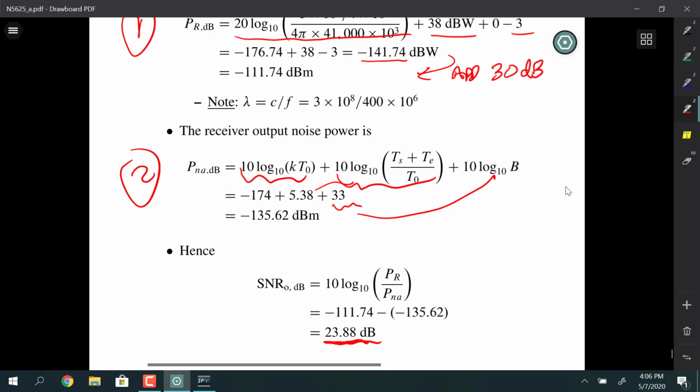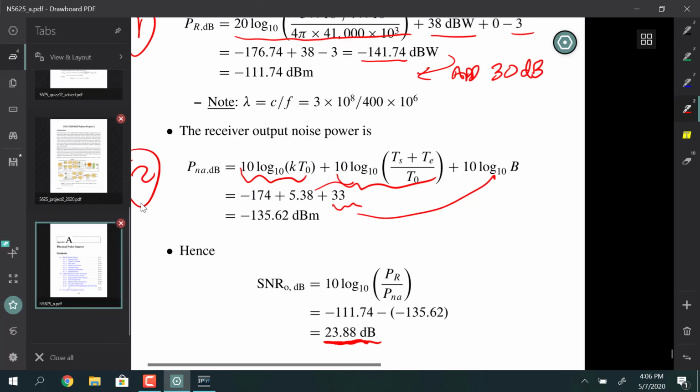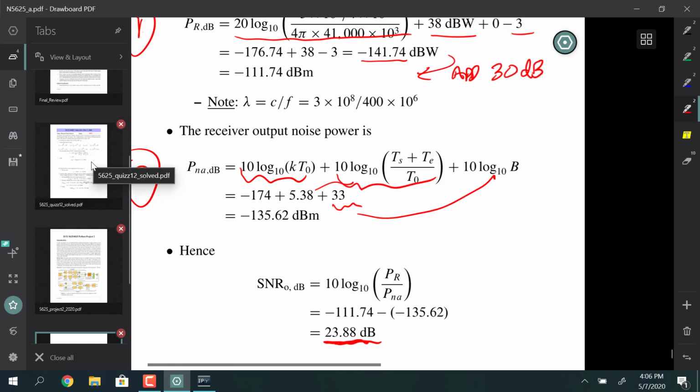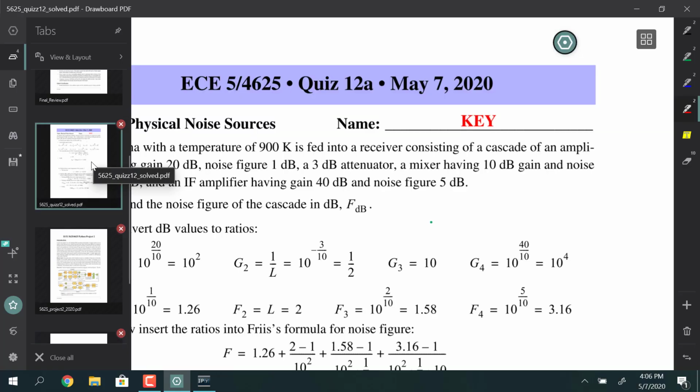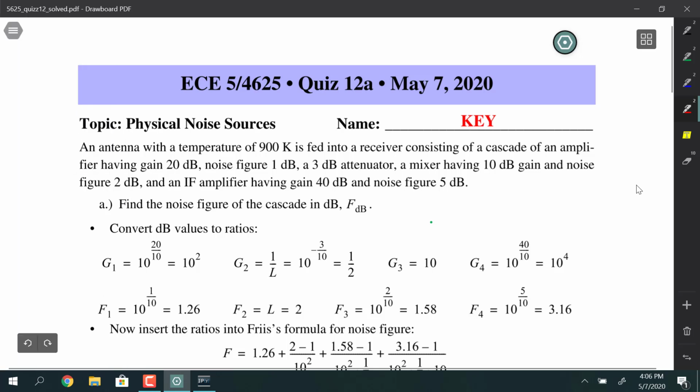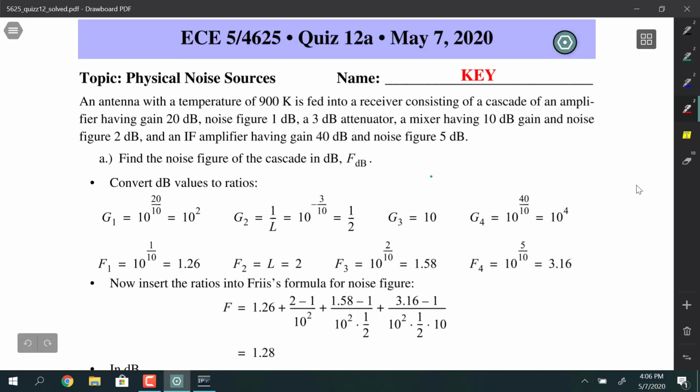So go look at this quiz. This quiz has got a couple of problems on it. It's very much like the examples we've just been going through, but this is a good example of what you'll find on the final. And you've also got some problems very similar to this in the homework that's due on Monday. So here you're just given as a word problem a noise temperature of 900 Kelvin.